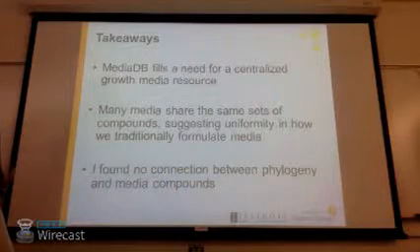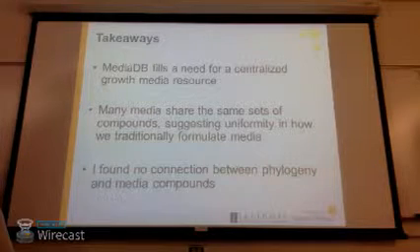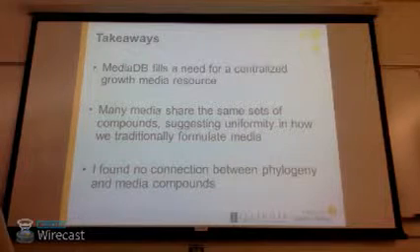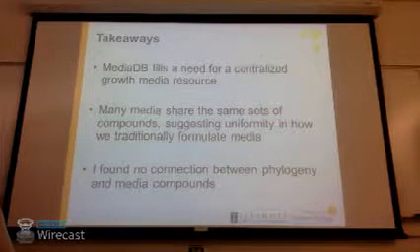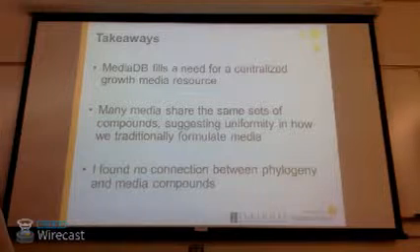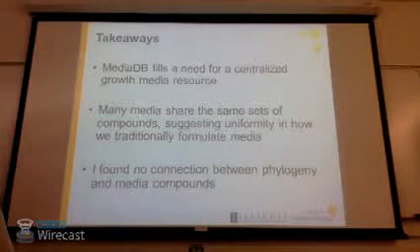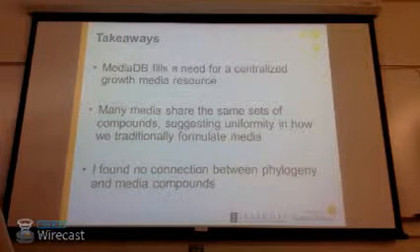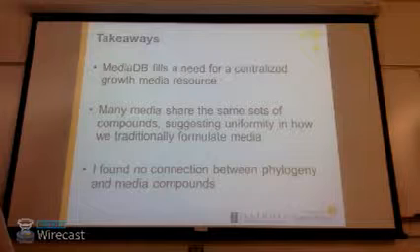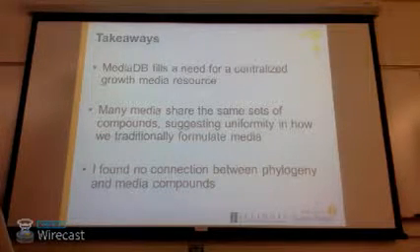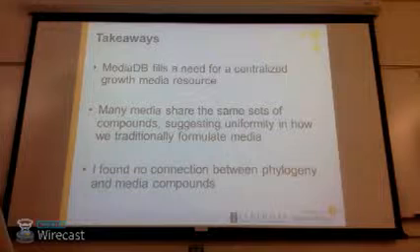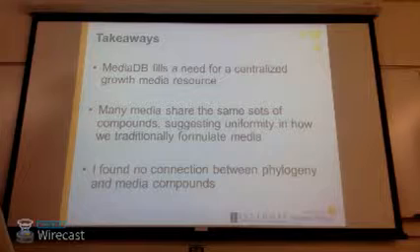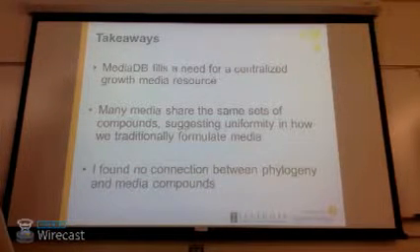So to sum up this section of the talk, I found that ultimately my database filled a need where it just hadn't been filled before. There was no centralized repository of growth media to this point, and now there is. And it's got a number of conditions. It's open to the public so that more information can be contributed, and I've gotten some contributions of growth conditions since publishing in 2014. But looking across the media that are there, I don't really see a connection between phylogeny and media compounds. And in fact, it really suggests that a lot of media look very similar in regards to what compounds pop up most frequently.